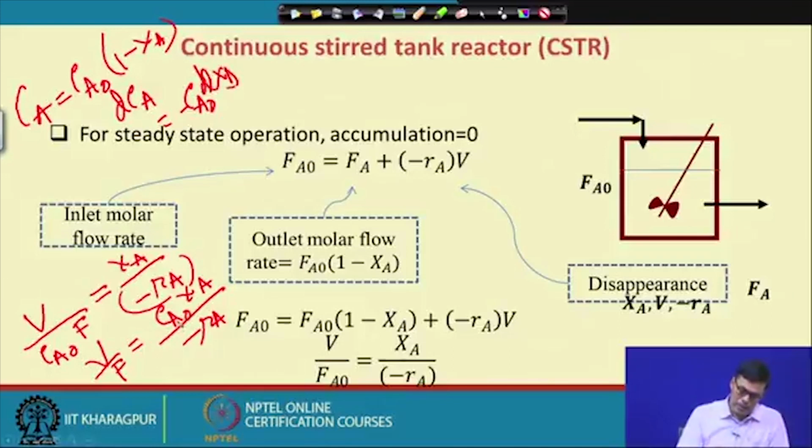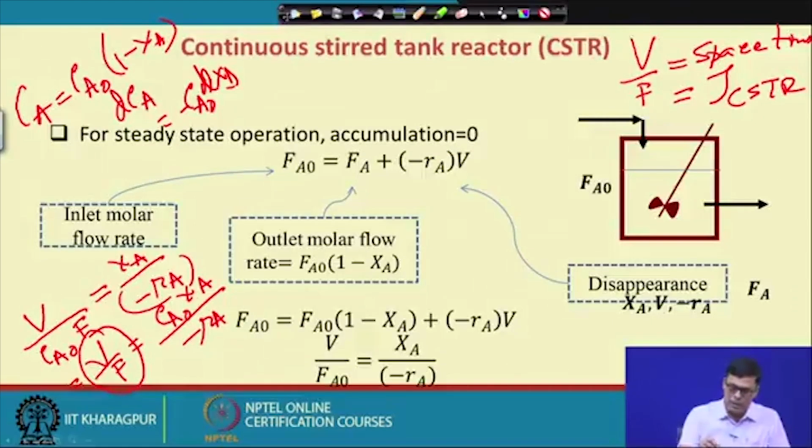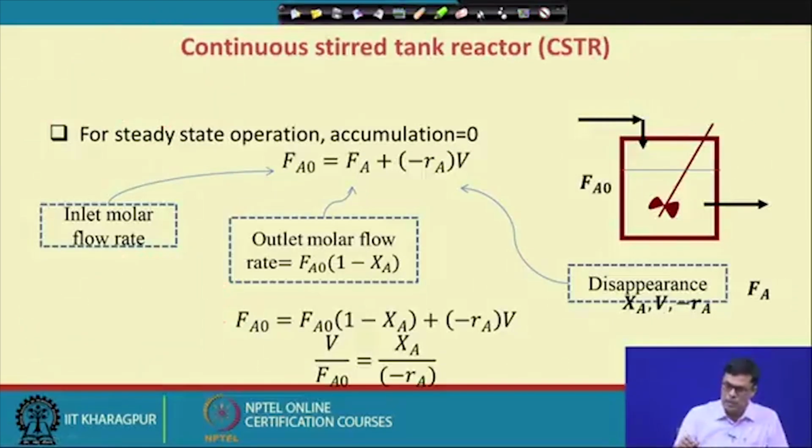Now here you see the Xa that we have, and this minus Ra that you get here. What is this value? This is nothing but what you call space time. What is the unit? This is volume per unit time. So this is called V by F. V by F we call space time for the CSTR. Now how we express this is tau CSTR. This is exactly what we have done in the subsequent slide.